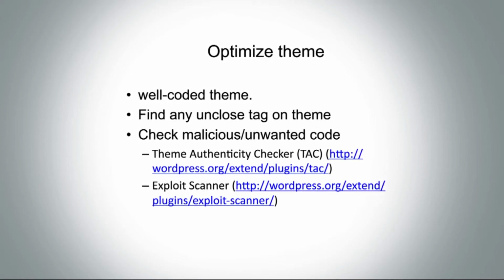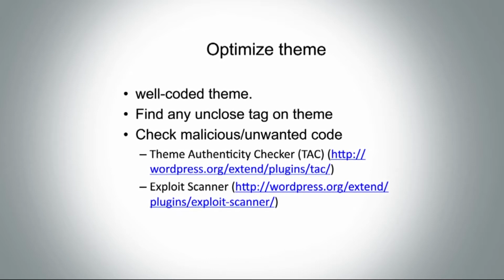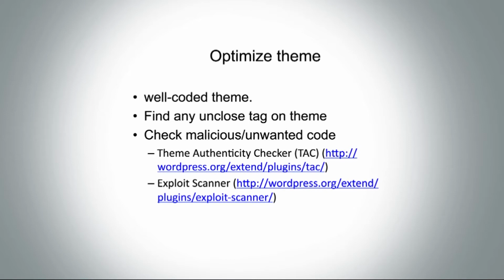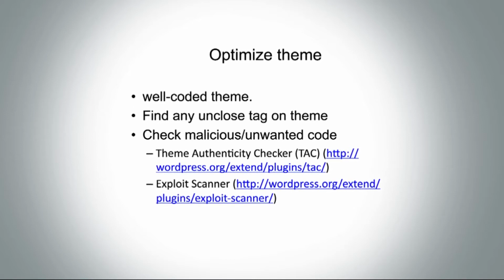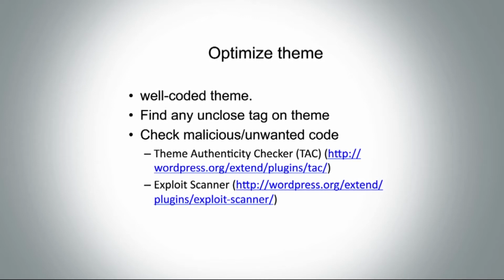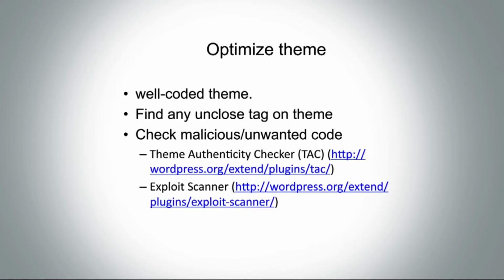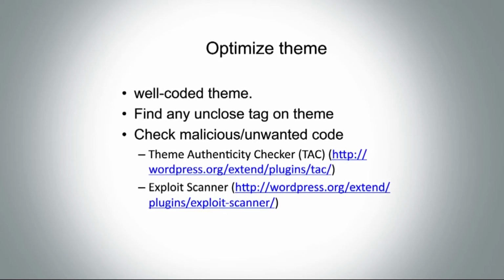Check for malicious unwanted code. When we download a theme from someone else and implement it on our site, we have to find out whether there is any unwanted code that is bugging the database, loading the database, or loading the server. I prefer these two tools, Theme Authenticity Checker and Exploit Scanner. They will show you if there is any unwanted or malicious code. From that, you can remove the malicious code, or uninstall that theme and use another theme.